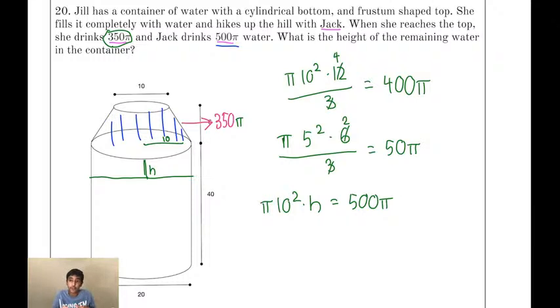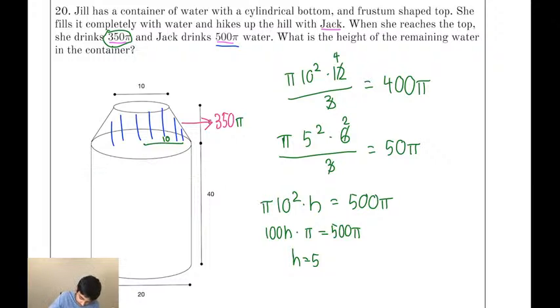And you can imagine, if you have a cylinder here, the very top part of the cylinder is going to be what Jack drinks. We can solve this equation I just wrote down. We get 100h pi equal to 500 pi, meaning that 100h equal to 500, or h equal to 5. And then we can say that, okay, this is 5. And then here we see, so the height of the remaining portion is just going to be 40 minus 5, or 35.